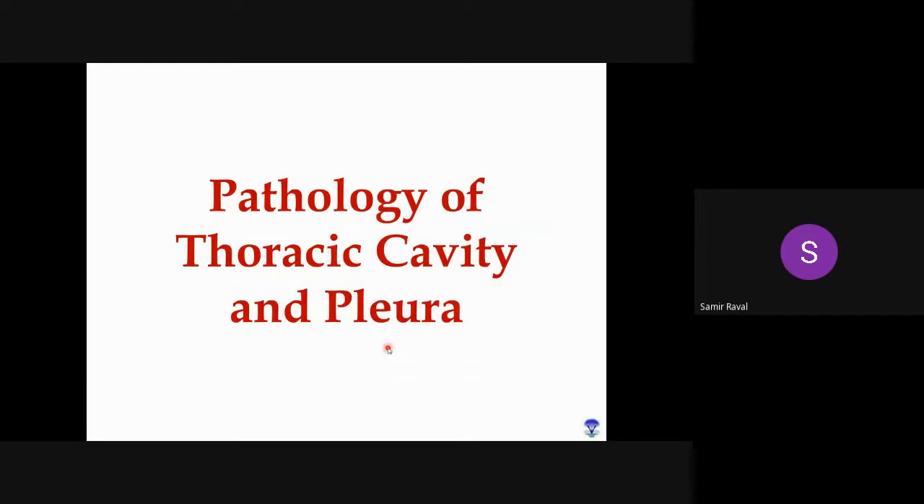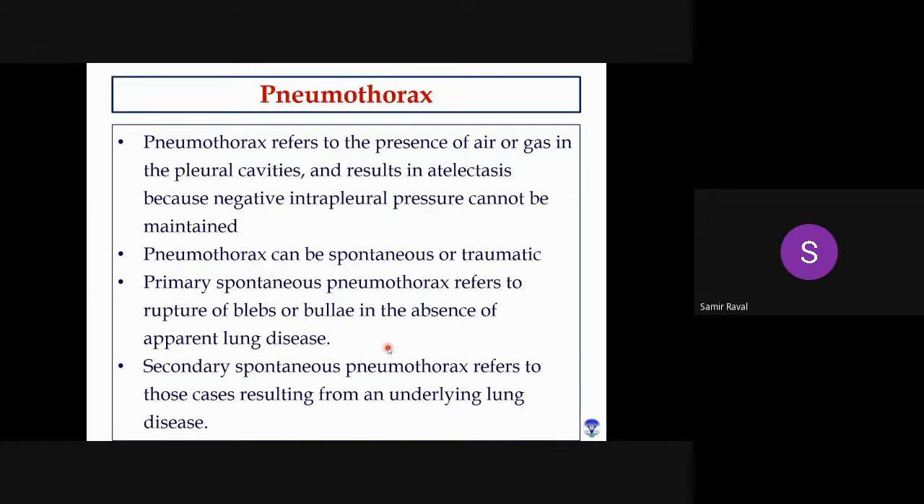Now we will move towards pathology of the thoracic cavity and pleura. So first one is pneumothorax. The name itself indicates, pneumothorax means accumulation of air or gas inside the pleural cavity, inside the thoracic cavity, right? As we know, in normal physiological condition, air should not be present inside the thoracic cavity, inside the pleural cavity. There should be negative pressure. If air is present, then the lungs will be unable to expand, right? So ultimately, that patient will be unable to inhale properly, and ultimately they will show difficulty in breathing.